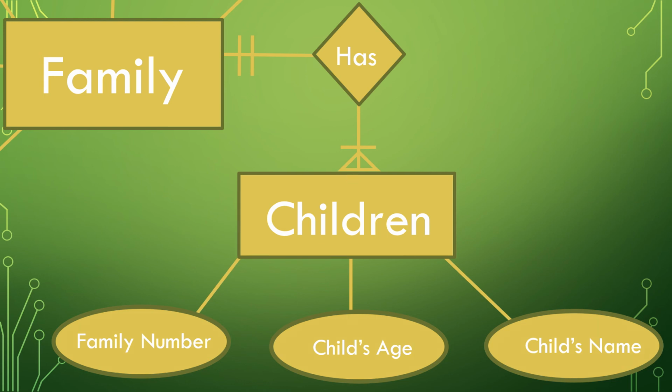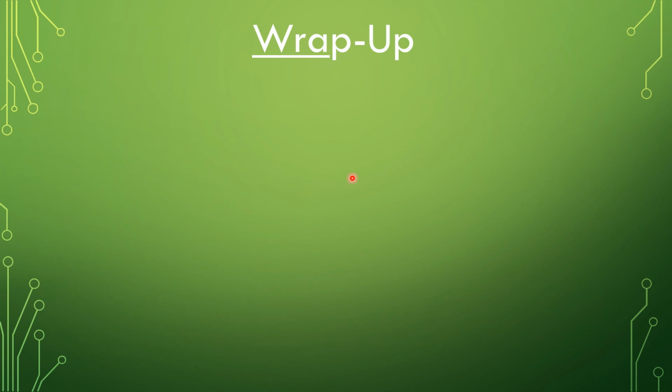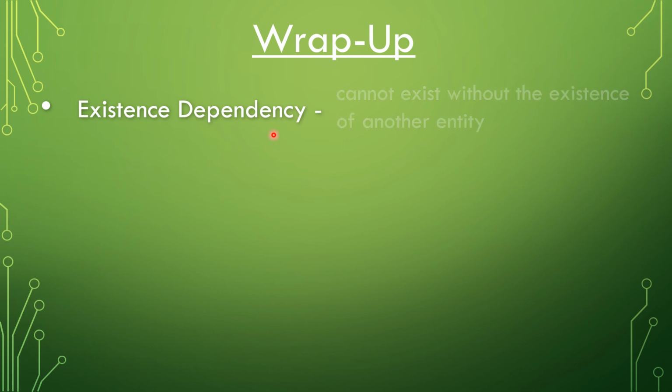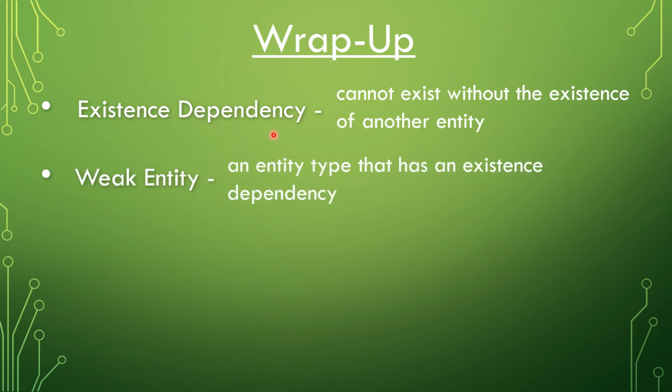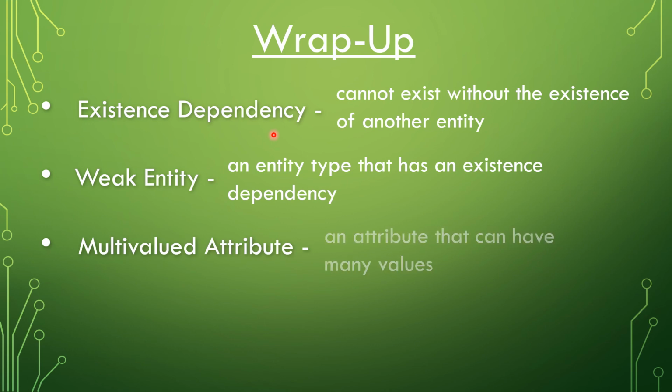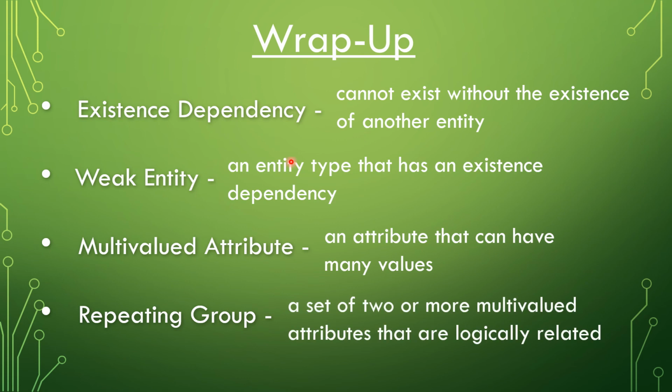Now, let's have a recap. We talked about existence dependency, which cannot exist without the existence of another entity. Weak entity, an entity type that has an existence dependency. Multi-valued attribute, an attribute that can have many values. Repeating group, a set of two or more multi-valued attributes that are logically related.